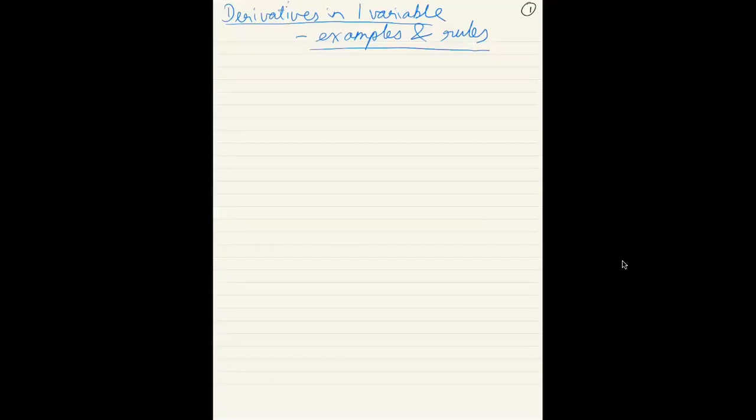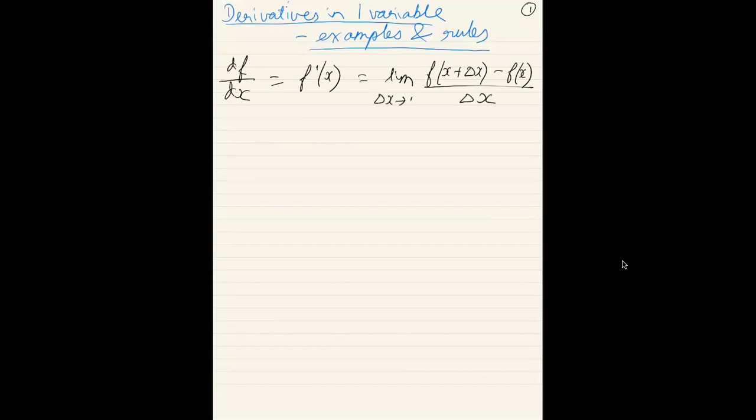In this module, we will be talking about derivatives in one variable, some examples, and some basic handy rules in order to calculate this. If you recall, in the last module, we introduced the notion of a derivative, which was denoted as df by dx, or f prime of x, and was rigorously defined as the limiting value of f of x plus delta x minus f of x divided by delta x as delta x tends to 0.